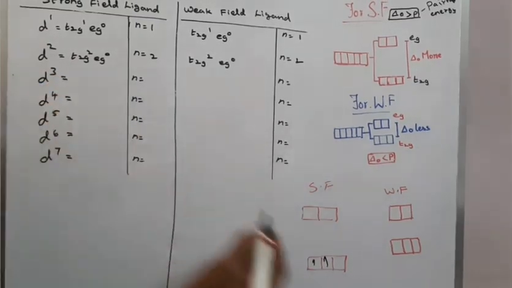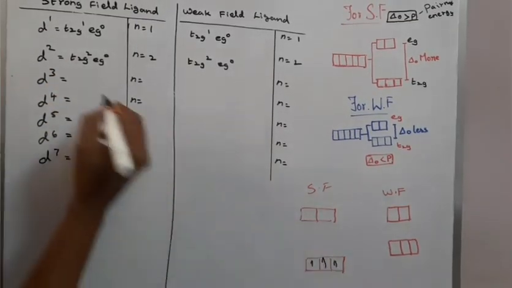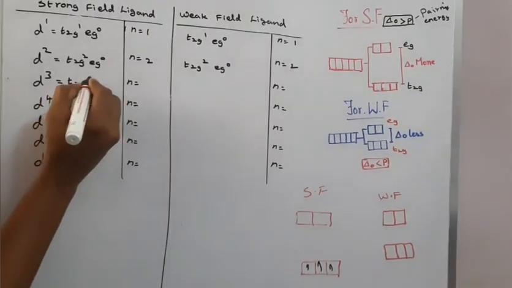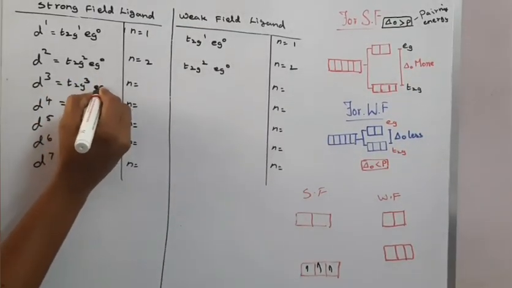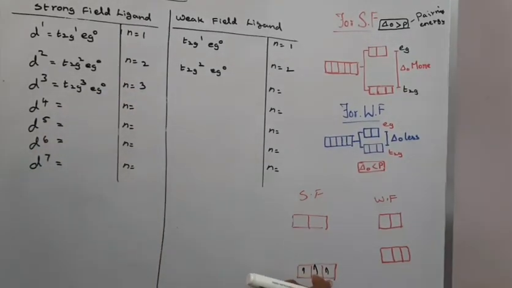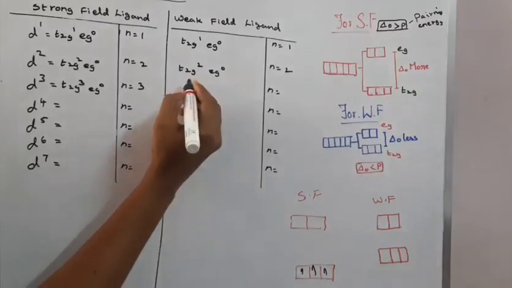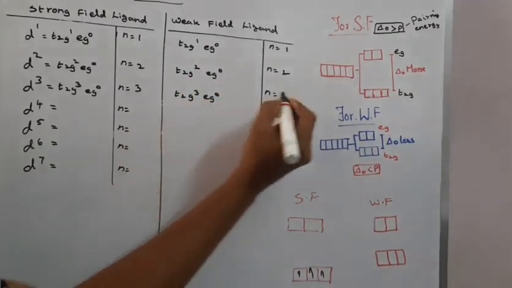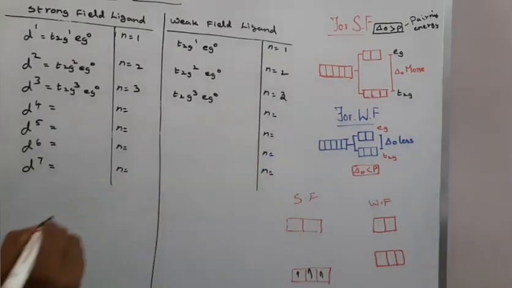For d3, the number of unpaired electrons is 3. So T2g3 and Eg0, the number of unpaired electrons is 3: 1, 2, 3. Here also T2g3 Eg0, and the unpaired electrons are 3.